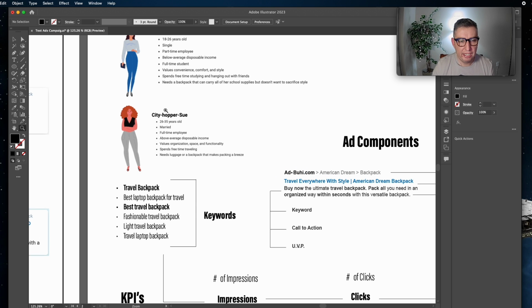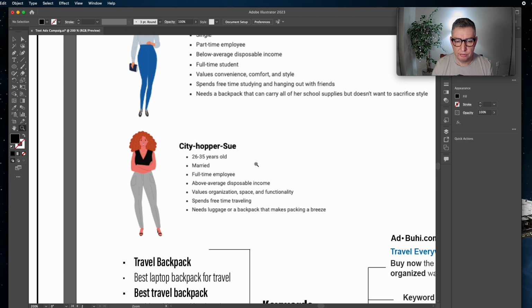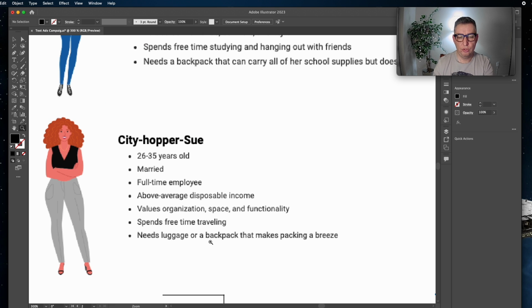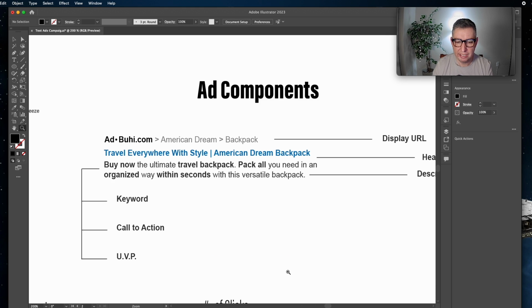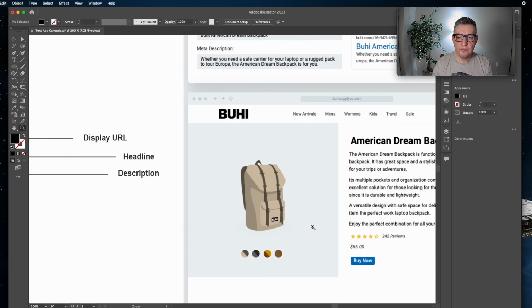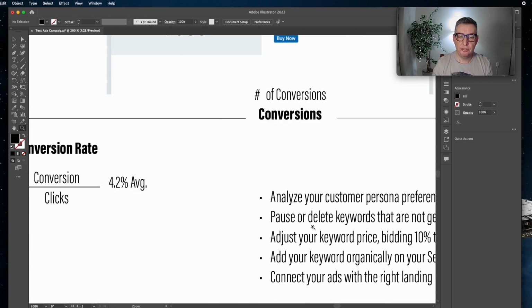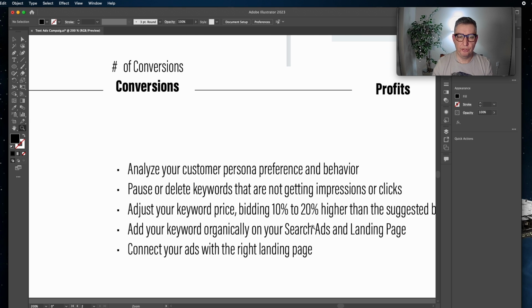I'm talking directly to Sue here, right? She needs luggage or a backpack that makes packing a breeze. She spends free time traveling, and wants organization, space, and functionality. That is what she is looking for, and I'm talking to her directly here, guys, by using that information. That's why it's very important to have the analysis of your customer persona.